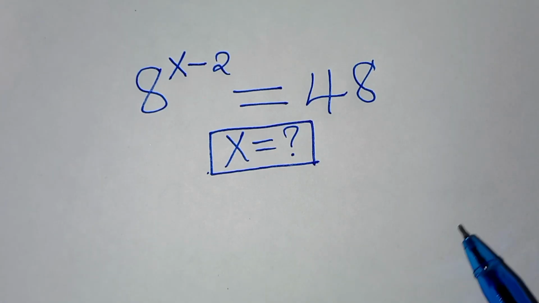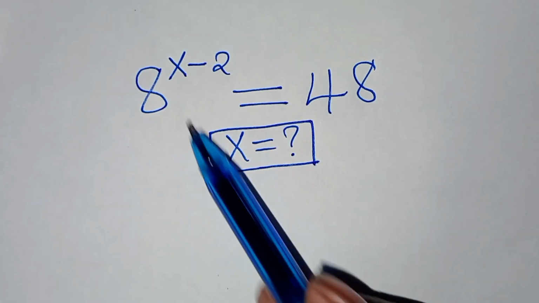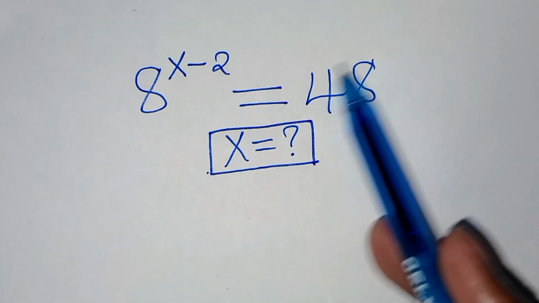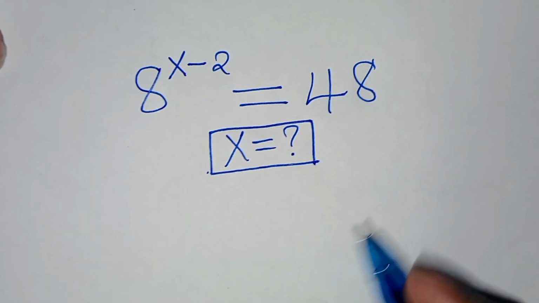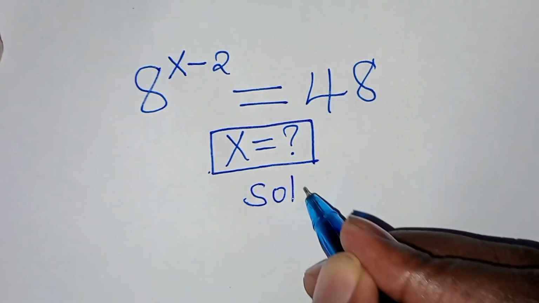You are welcome to solve this nice exponential equation, which is 8 to the power x minus 2 equal to 48. What is the value of x? Now, solution here.